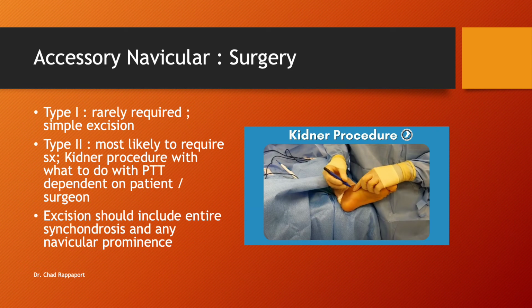With regards to surgery, as mentioned initially in this presentation, type 1s rarely require surgery, but when they do, a simple excision is usually efficient. Type 2s are the most likely to require surgery, and it's typically comprised of a Kidner procedure, with what to do with the adjacent posterior tibial tendon dependent on the patient and the surgeon's preference. Excision should, however, include the entire synchondrosis and any navicular prominence.